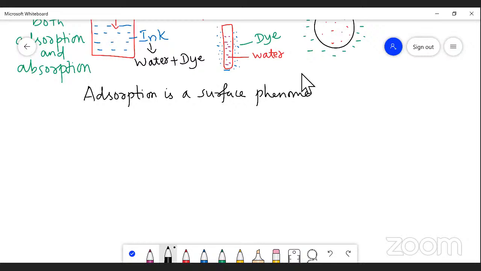Now I am going to explain how adsorption takes place, what the mechanism is, and what the characteristics of adsorption are. Let us take one by one. If you take any solid, the surface of the solid is like this. It is not a smooth surface. This is the surface of solids.